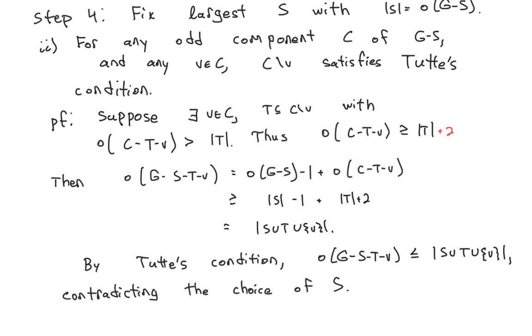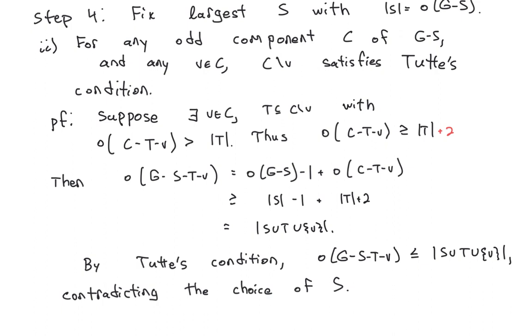Then there exists a vertex v and a subset T such that the number of odd components of C take away T take away v is strictly bigger than the size of T. Note that C minus v has an even size, and so by step 1, we know C minus T minus v, the number of odd components, and the size of T are congruent mod 2. They have the same parity. So since we have strict inequality here, we know that the number of odd components of C minus T minus v is at least the size of T plus 2, so that we're preserving parity.